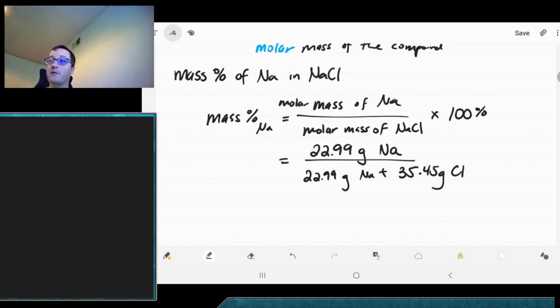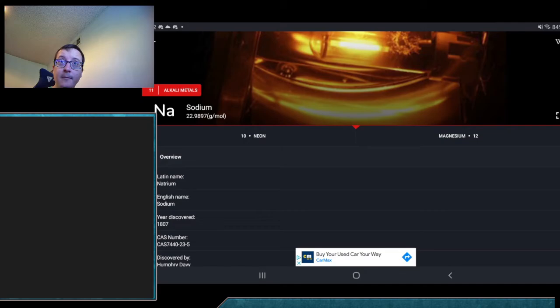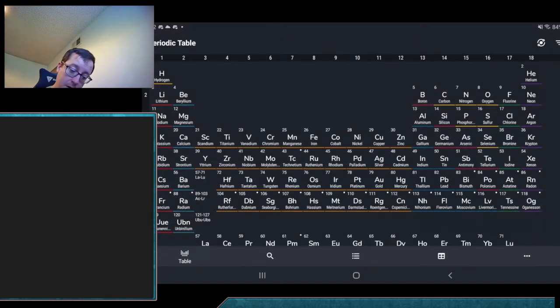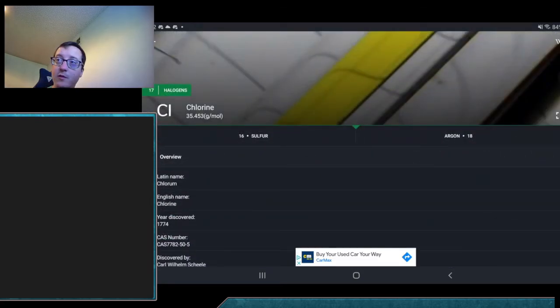Again, these numbers are from the periodic table. Let's just do it. Why not? If we look at sodium, it is here on the left, number 11. We get 22.99. Or if you really want, use all of those numbers. That's fine, go ahead. Chlorine is on the right side here, number 17. 35.45. That's where those numbers have come from.